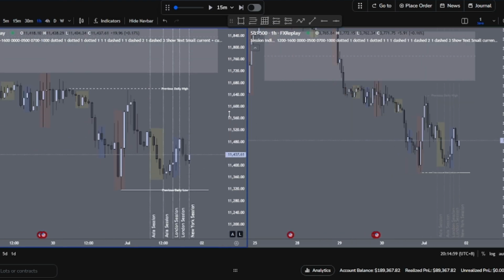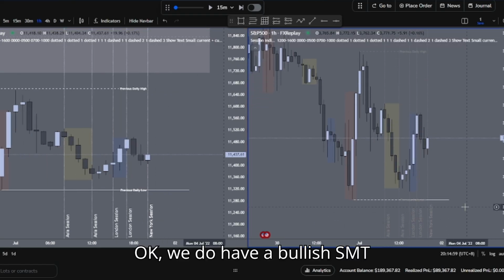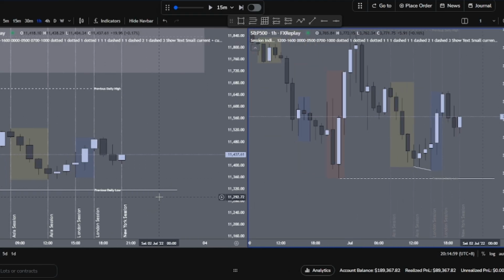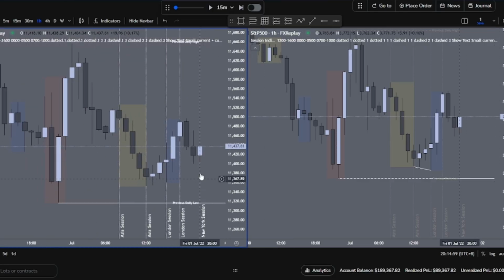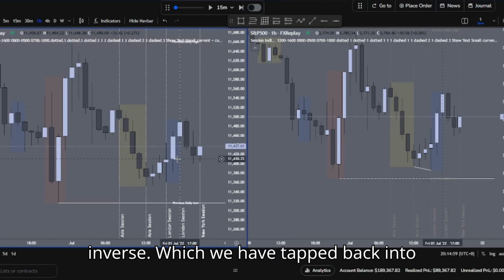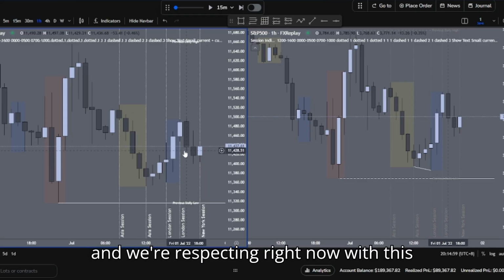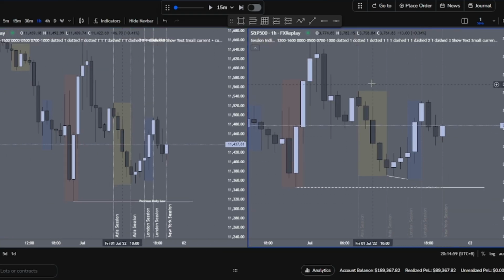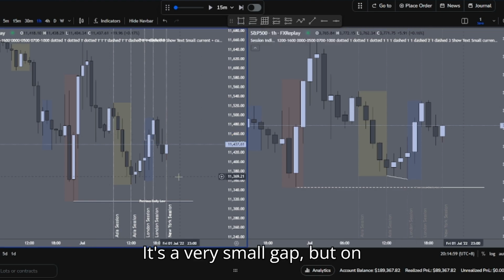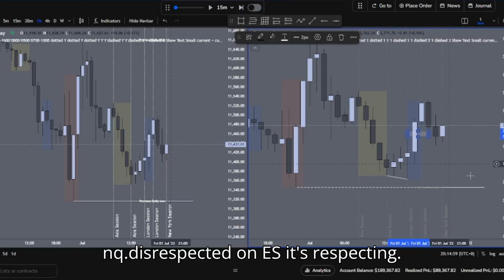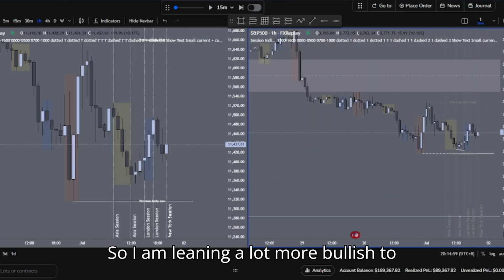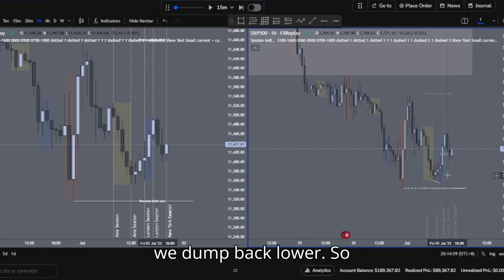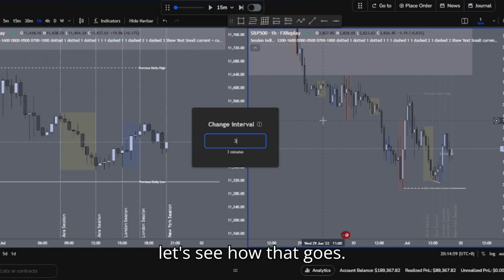One hour. Okay, we do have a bullish SMT with Asia session, and anything else, we have this 1 hour inverse, which we have tapped back into and we're respecting right now, with this other inverse as well. This very small gap, but on NQ got disrespected, on ES it's respecting. So I am leaning a lot more bullish to maybe this daily gap before we dump back lower. So let's see how that goes.